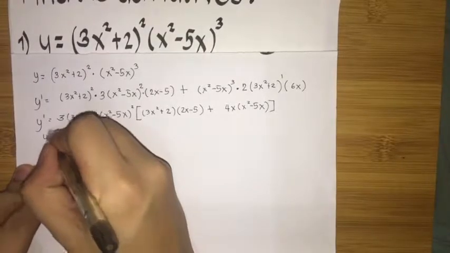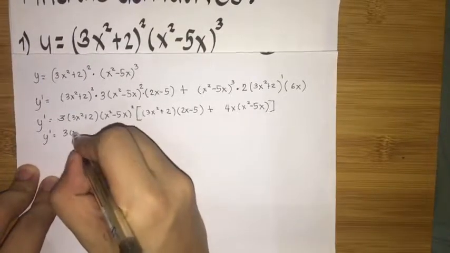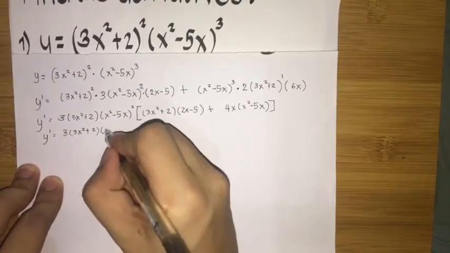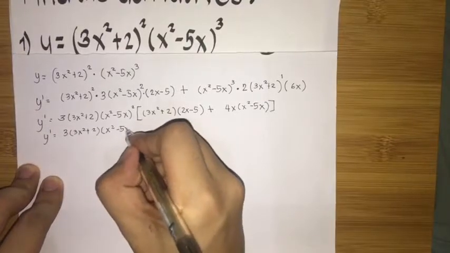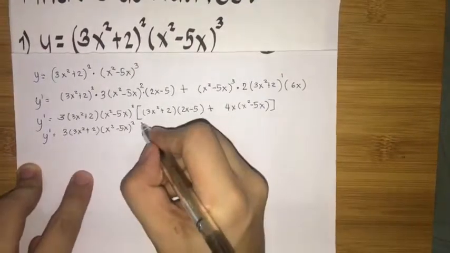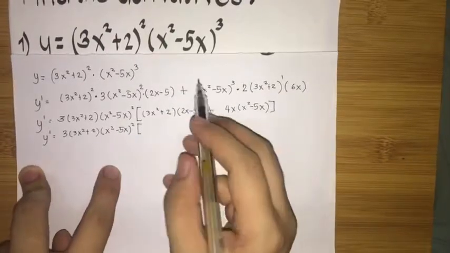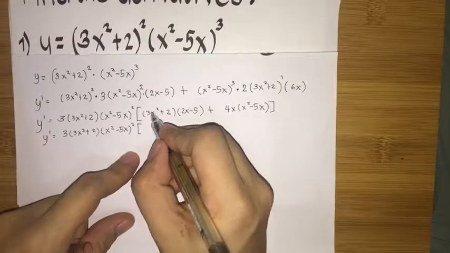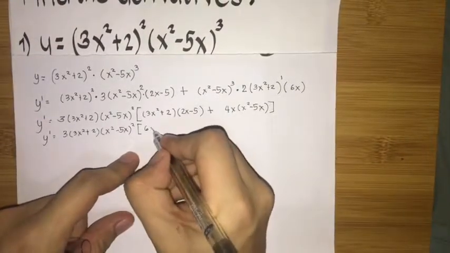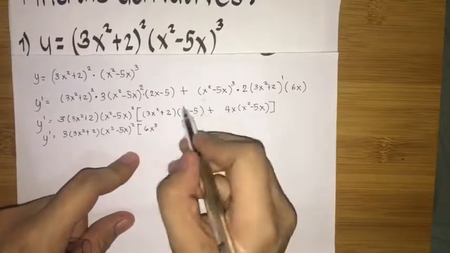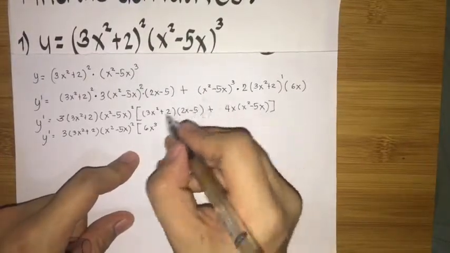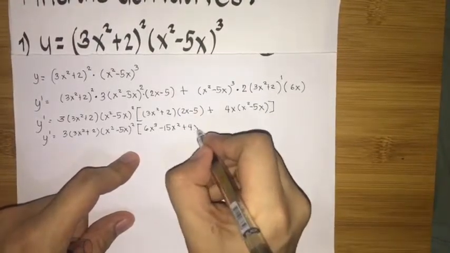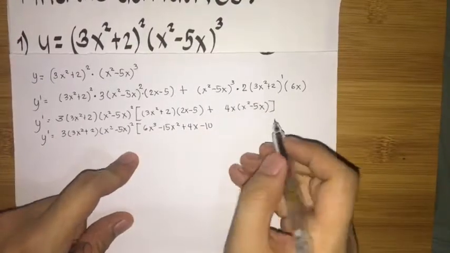So we can simplify it further, so just copy 3 times 3x squared plus 2 quantity times quantity x squared minus 5x squared. Then let's apply the FOIL method to find the product of these two binomials. So we have 3x squared times 2x is 6x cubed. Then 3x squared times negative 5, negative 15x squared. 2 times 2x is positive 4x. 2 times negative 5 is negative 10.